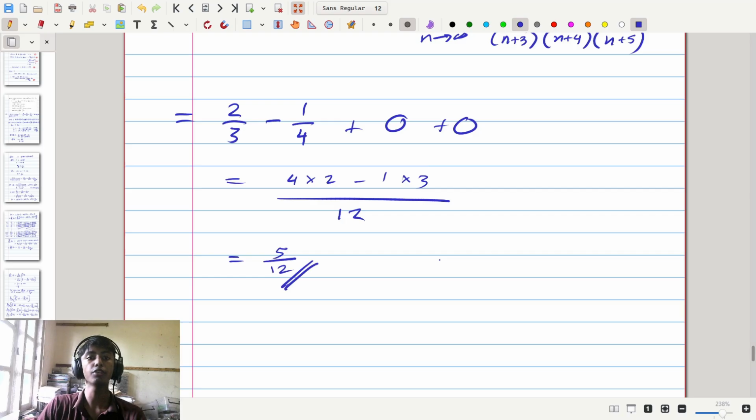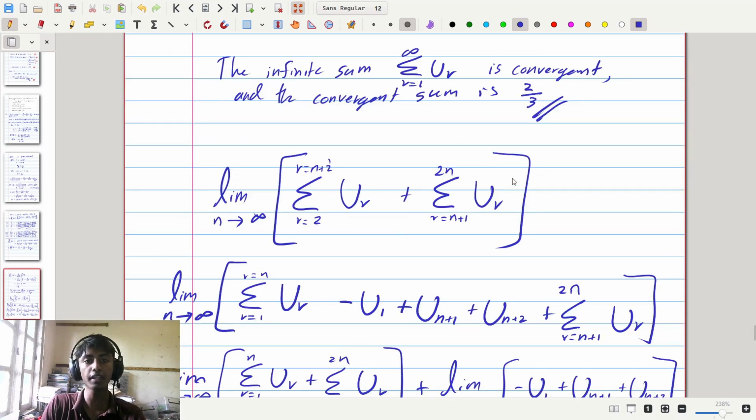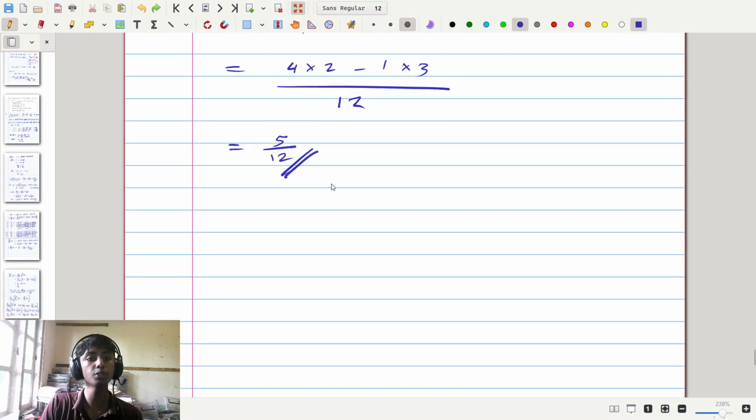And therefore, the final value of this expression that they gave us at the start here, the sum from r equals 2 up to r equals n plus 2 of u of r, plus the sum from r equals n plus 1 up to 2n of u of r, is simply equal to 5 over 12. And with that, we are done this question.